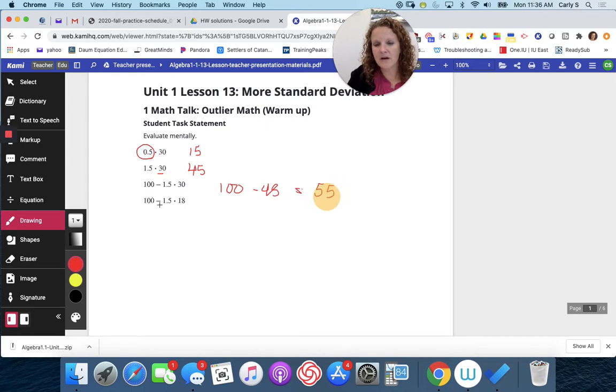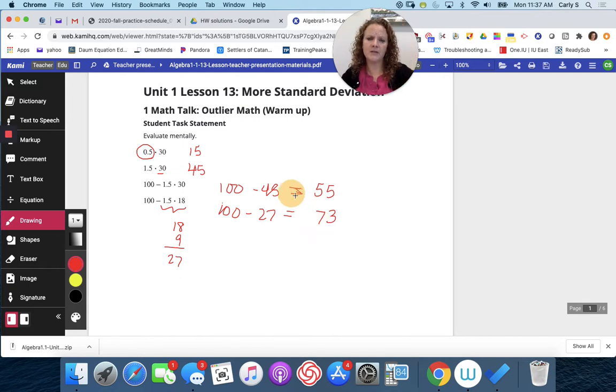Okay, and then 100 minus 1.5 times 18. PEMDAS tells us to do this first. So 1.5 times 18 is a whole 18 plus half of 18. So 18 plus 9 is 27. 100 minus 27, I know it says mentally, and that's fine. I really like writing things down. So I need 3 more to get to 30. And then, so there we go, 73.